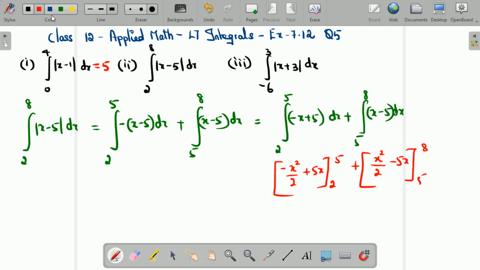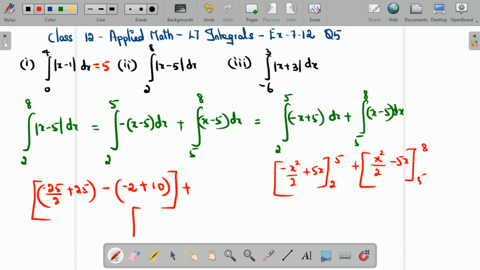So let's apply the limits in this case. For the first integration, if I apply the upper limit, this is going to be minus 25 by 2 plus 25. This is the upper limit, minus the lower limit. 2 square is 4. 4 divided by 2 is 2. Then there is a minus 2. Then there is a plus 5 into 2 is 10. So this is the upper and lower limit for the first integration.